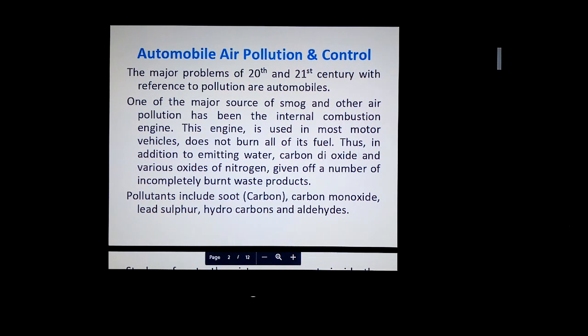One of the major sources of smog and other air pollution has been the internal combustion engine. The engine used in most motor vehicles does not burn all of its fuel. Thus, in addition to emitting water, carbon dioxide and various oxides of nitrogen, it gives off a number of incompletely burned waste products. Pollutants include soot, that is carbon soot, carbon monoxide, lead, sulfur, hydrocarbons and aldehydes.